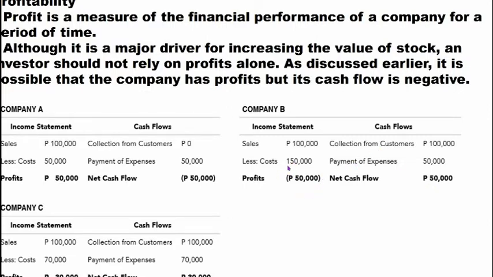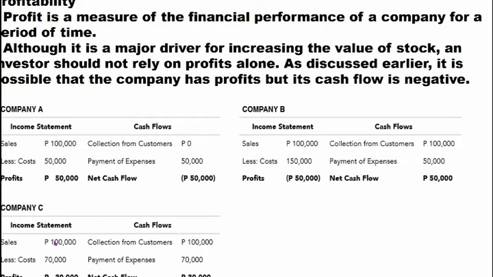Una, kasi yung profit niya is negative 50,000. Lugi na siya agad sa cost. Tapos, pagdating sa cash flow, okay. Pero pagdating sa profit, hindi. So, hindi ka pa rin mag-i-invest kay Company B.